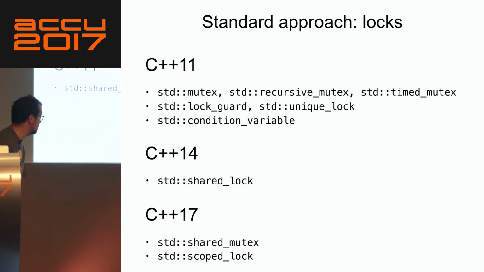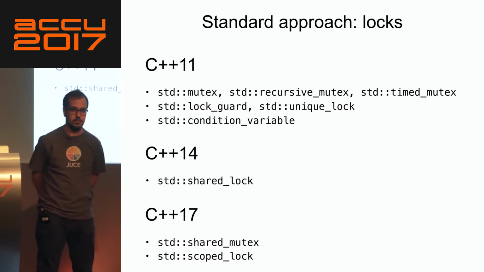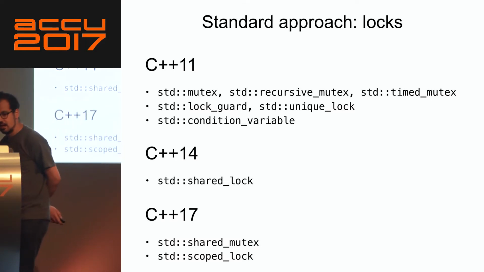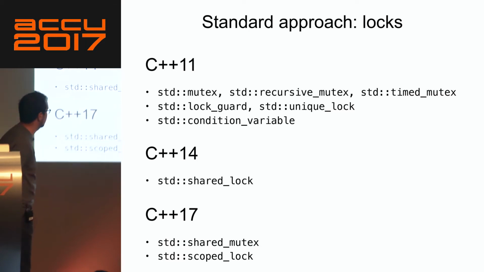And since C++14, we have std::shared_lock, and then C++17, as Nico was describing in his wonderful workshop yesterday, we're going to get the shared_mutex, and we're going to get scoped_lock, which is basically the variadic version of the lock_guard.